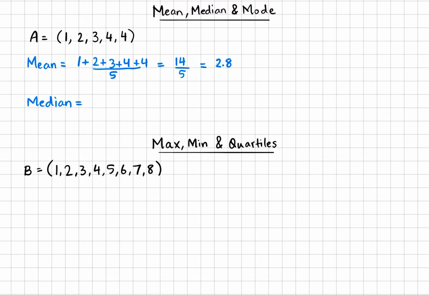In this case, we just have 5 data points, so it's easy. The middle point would be here, 3. So our median here is 3. Okay? Again, in larger data sets, it could be more challenging to find the median. Okay, so the median is the middle value. Okay?